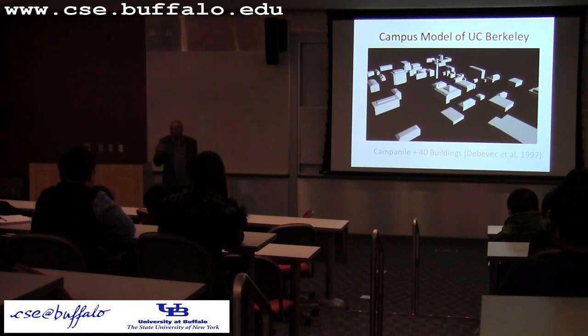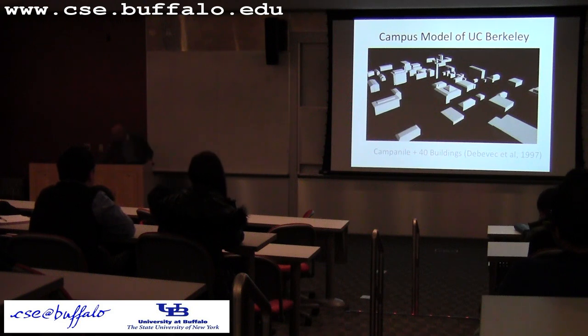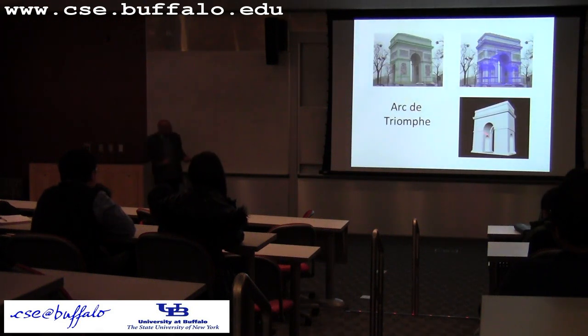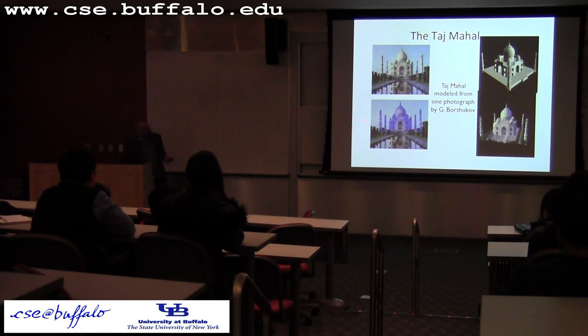And this technology, of course, had a big impact immediately in graphics. So the graphics people really cared about this. This is a reconstruction again from one picture of the Arc de Triomphe, and essentially you're exploiting the symmetry in the building, which enables you to have multiple views in one view. And here's a 3D reconstruction of the Taj Mahal.